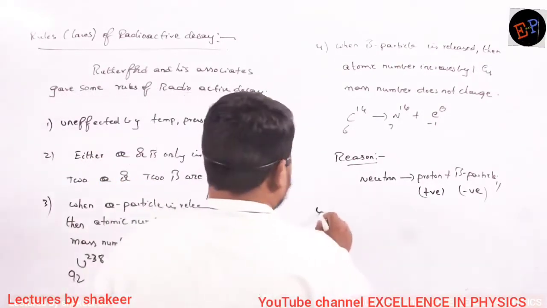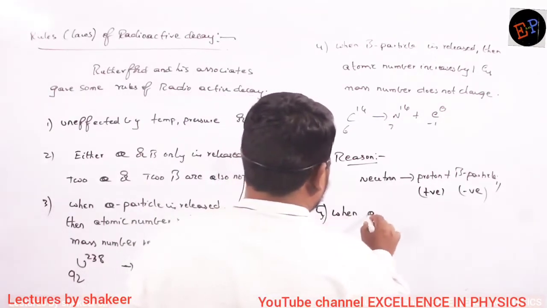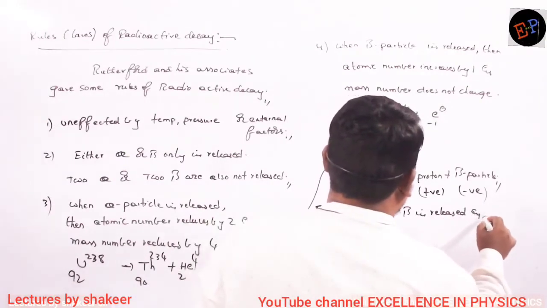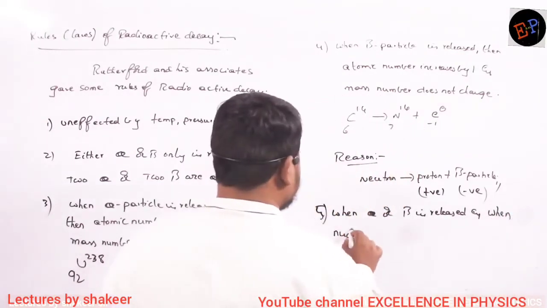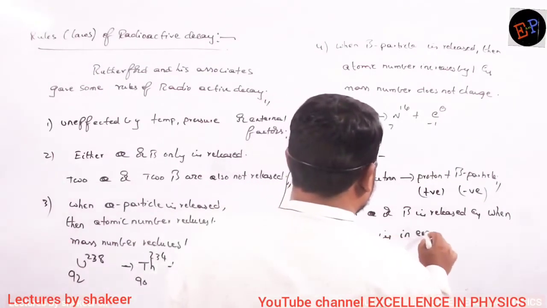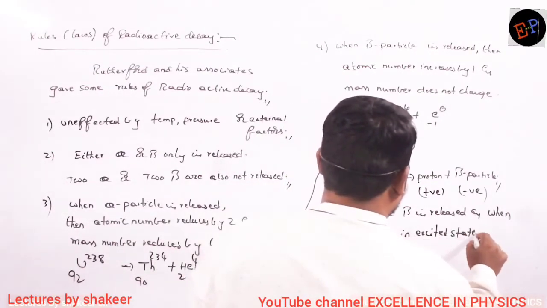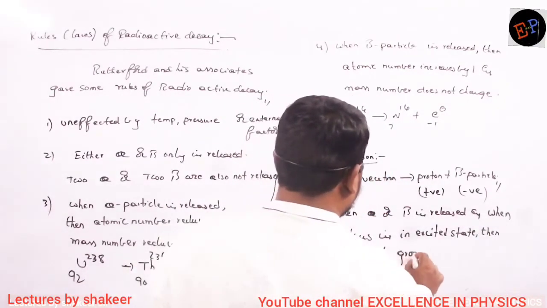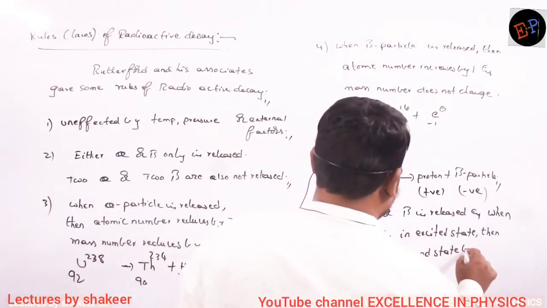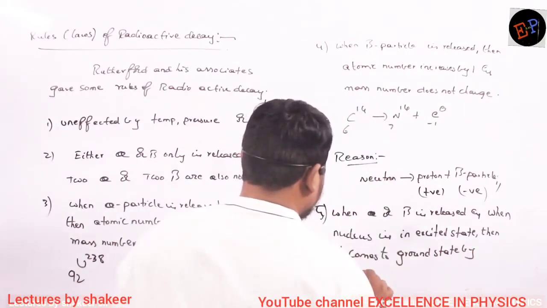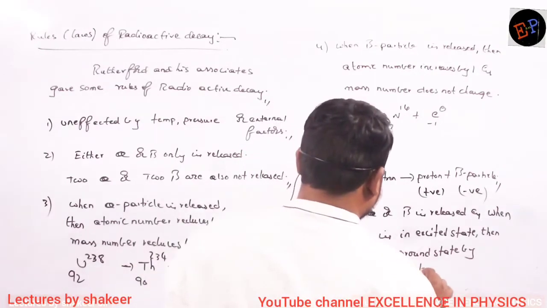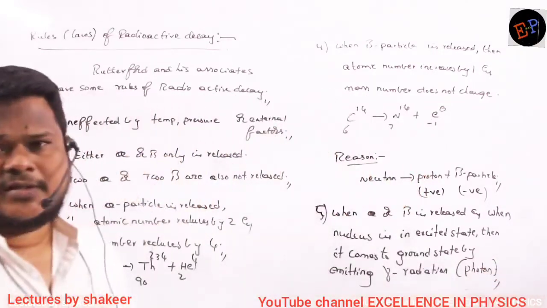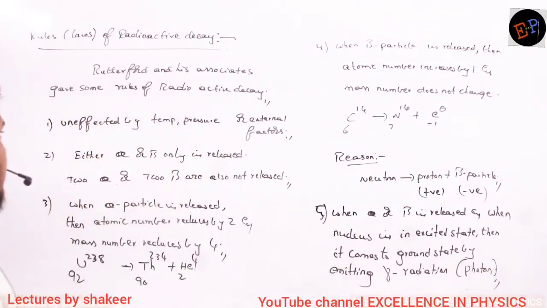Okay. Next, the fifth one. When alpha or beta is released, and when the nucleus is in an excited state, then it comes to the ground state. Ground state means normal state. It does this by emitting gamma radiation, that is, in the form of a photon. It will release the extra energy and it comes to the ground state.